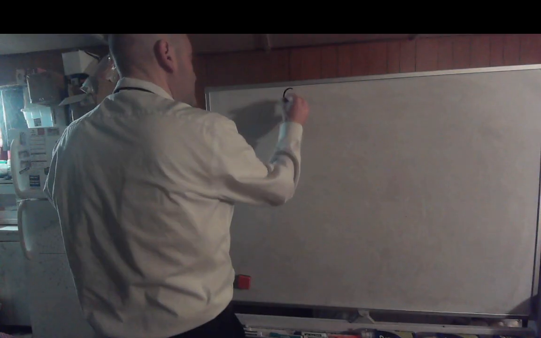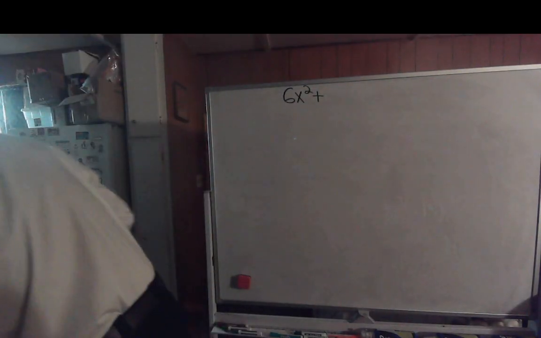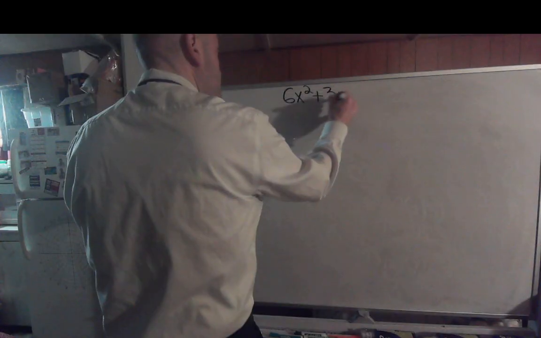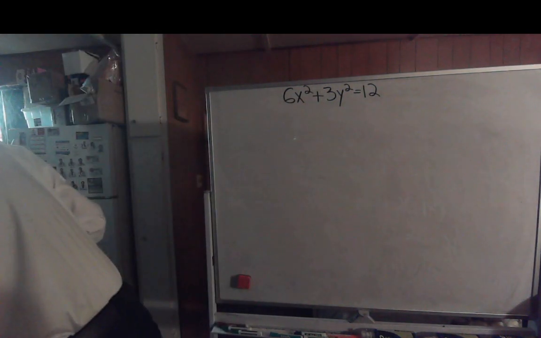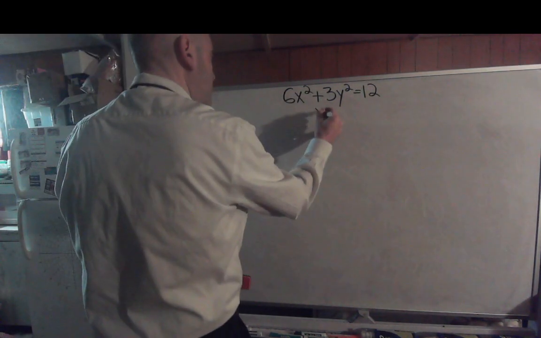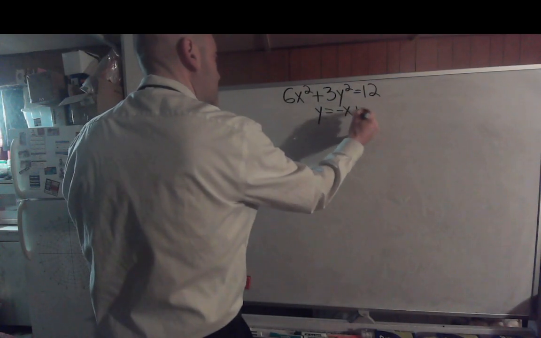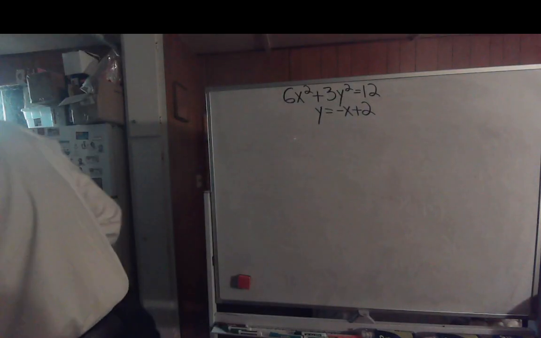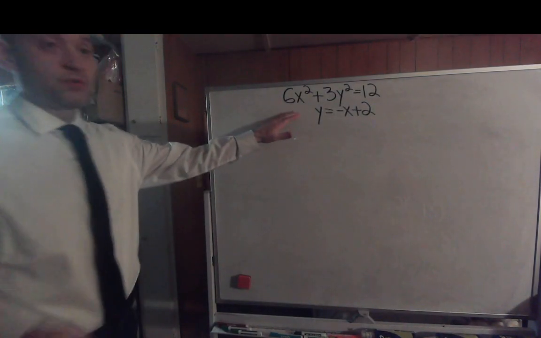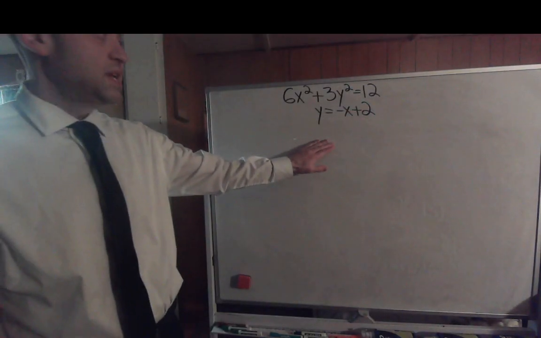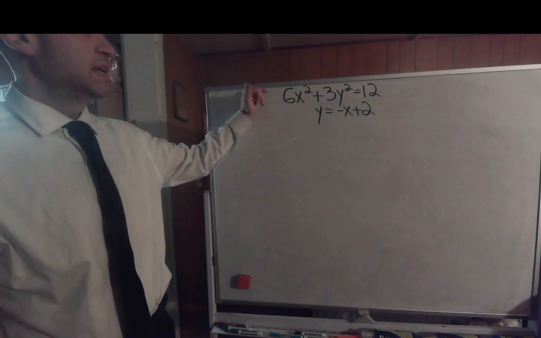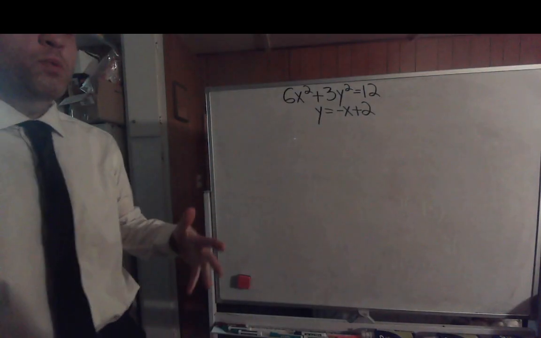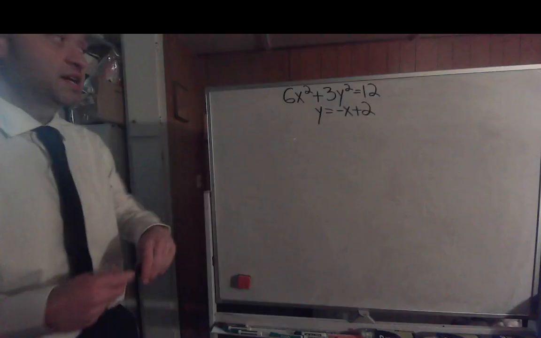Alright, we have 6x squared plus 3y squared equals 12. Y equals negative x plus 2. Alright, so we have 6x squared plus 3y squared equals 12, y equals negative x plus 2. So the top equation this time is the equation of an ellipse and then a line. So we want to figure out where the ellipse and the line intersect.